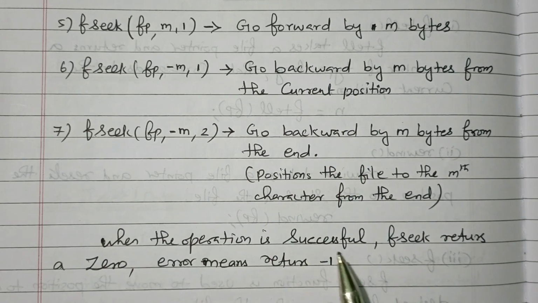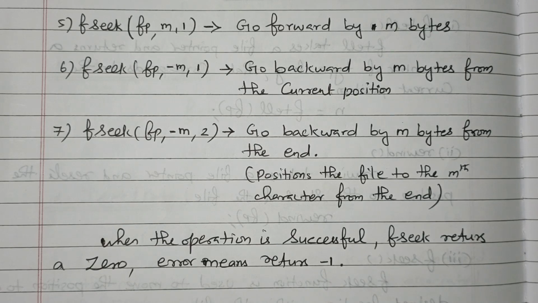When the operation is successful, fseek returns 0. Error means it returns minus 1. So by using an if condition we can check whether this fseek operation is successful or not. If it is 0, it is successful. If it is minus 1, that is an error.